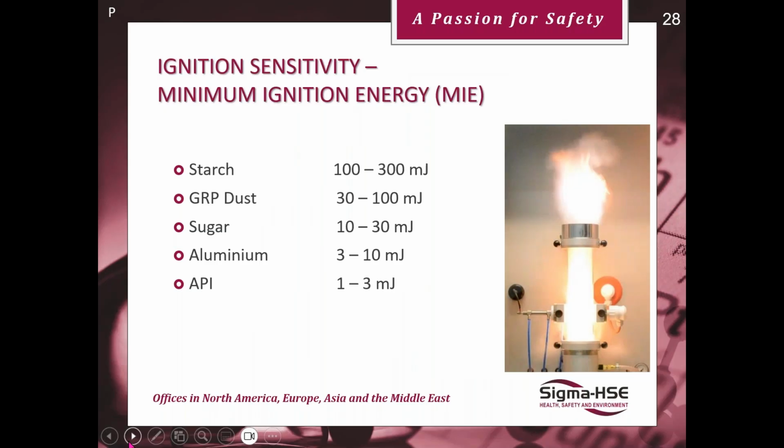So here's some examples for you. Starch, 100 to 300 millijoules. Glass reinforced plastic dust, 30 to 100. Sugar, 10 to 30, and some very, very fine sugars can be lower than 10. Aluminium can be anywhere between 3 and 10. And active pharmaceutical ingredients could be down to 1 to 3 millijoules. So some very low values there when you look at APIs. These equate to a gas or a vapor.